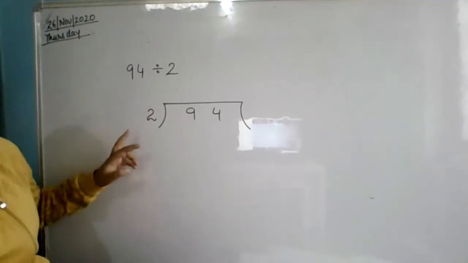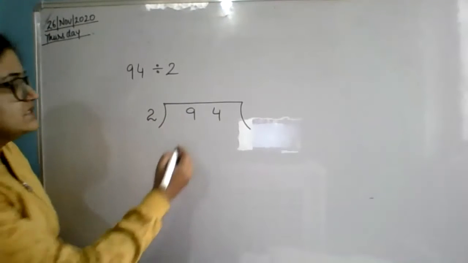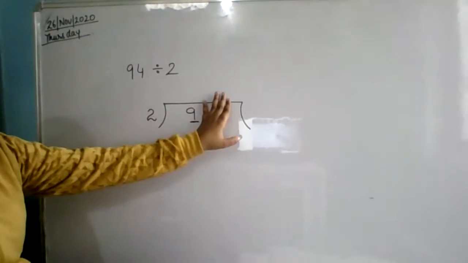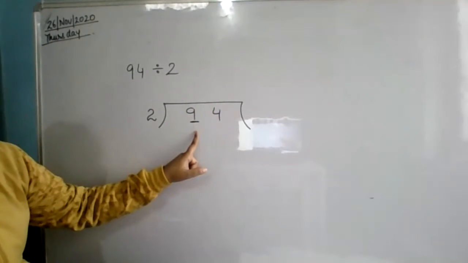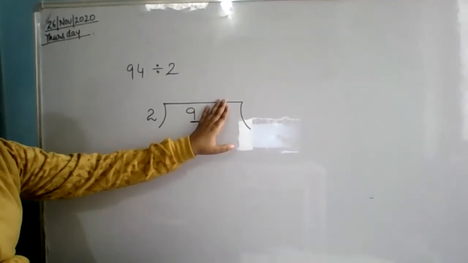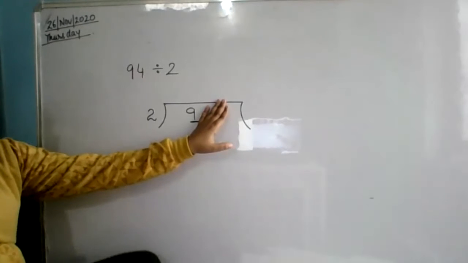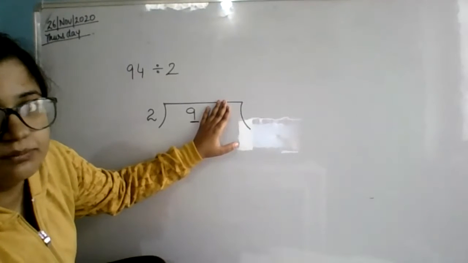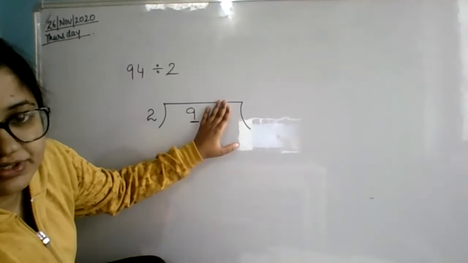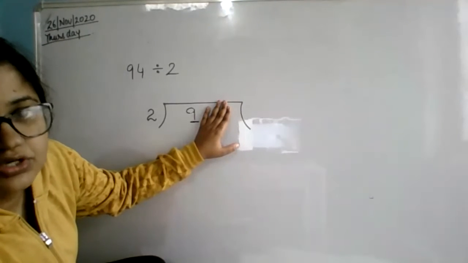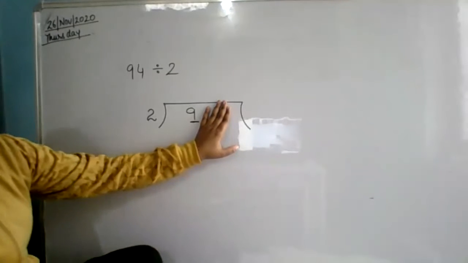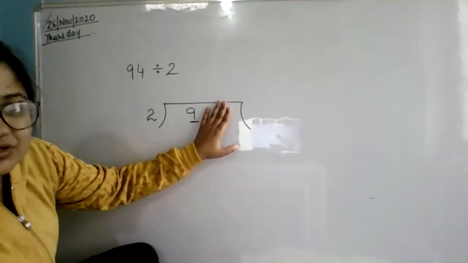Now, dividing by 2, we will see only the first number, not the second one. The first number is 9. So we read the table of 2. In the table of 2, when does 9 or a smaller number come? 2 1s are 2, 2 2s are 4, 2 3s are 6, 2 4s are 8, 2 5s are 10. 2 5s are 10 comes, but 9 did not come.